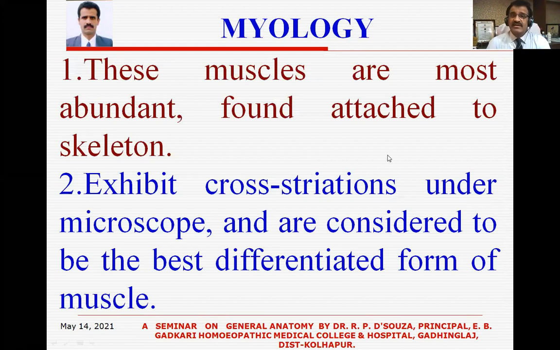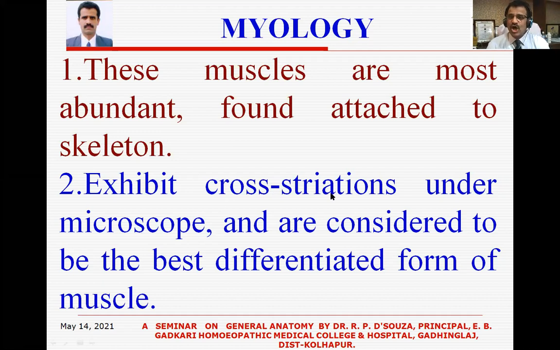Skeletal muscles are more abundant and found attached to the skeleton. That means amongst all three or four types of muscle, I told you why there are 3 or 4, these muscles are more abundant. Abundant means too many. The body is almost made up of skeletal muscle, and they are attached to the skeleton. That means they originate and they insert. So they have to attach to the bones of the body.